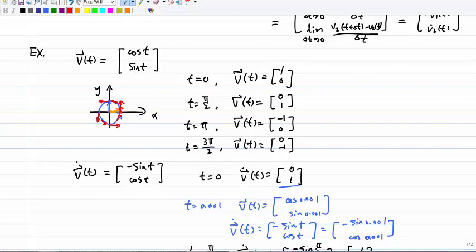Now, I'm going to calculate the derivative when t is 0. I take the derivative of each individual component with respect to t. So I have a negative sine t, which is the derivative of cosine t, and I have a cosine t, which is the derivative of sine t. If we let t be 0, v dot t at t equals 0 is (0, 1). If I draw that, you're going up. This vector is 0 on the x-axis and 1 on the y-axis, so it's going up, right?